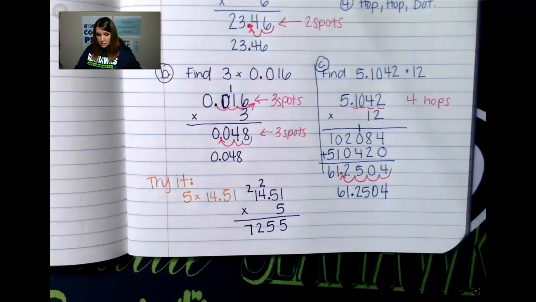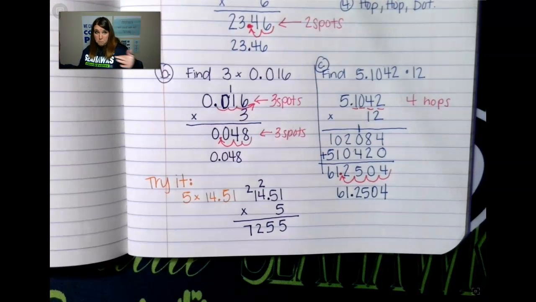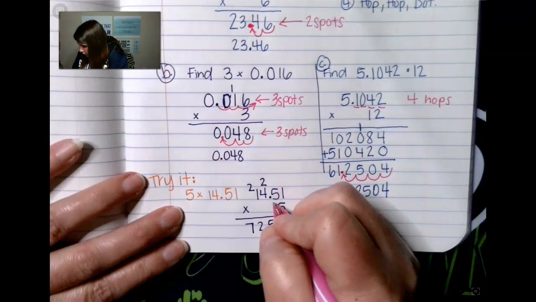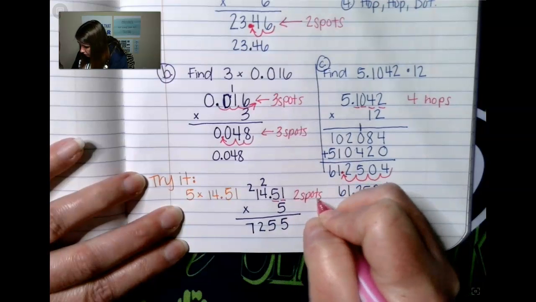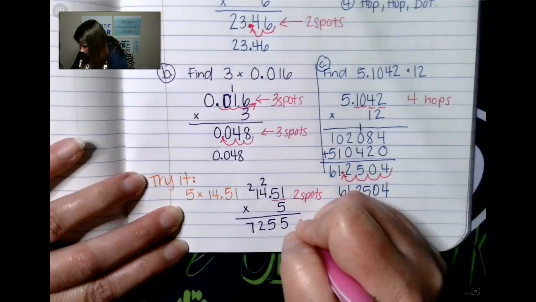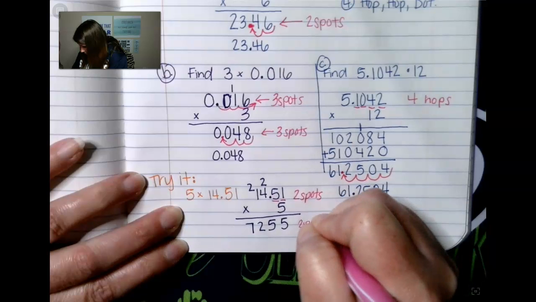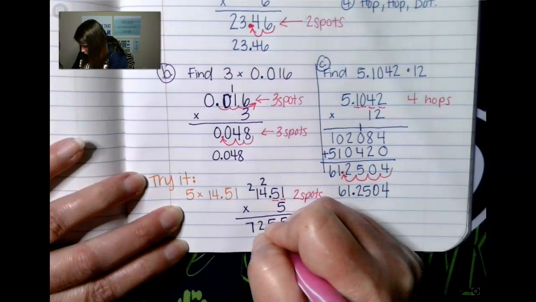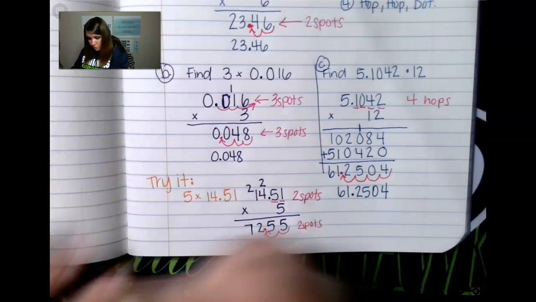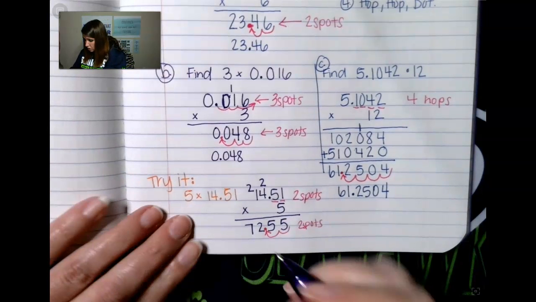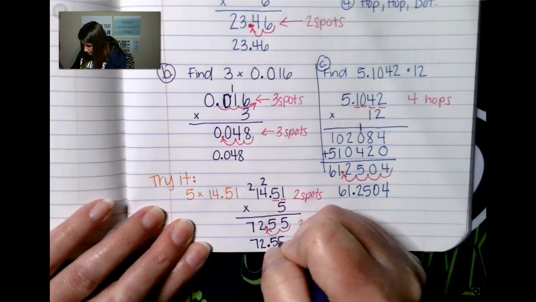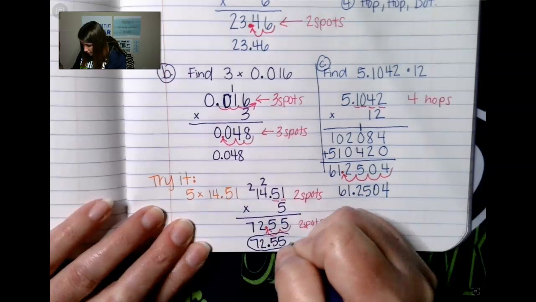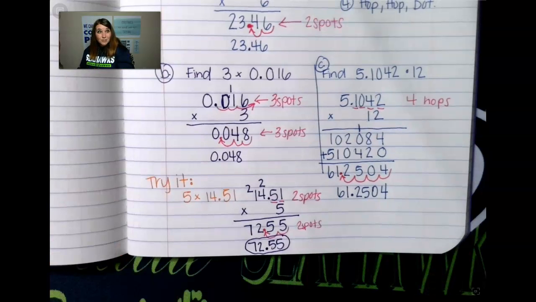Now I need to hop. I have 1 spot, 2 spots. So I have 2 spots, which means 2 jumps. 1, 2. So my final answer should be 72 and 55 hundredths. How did you do?